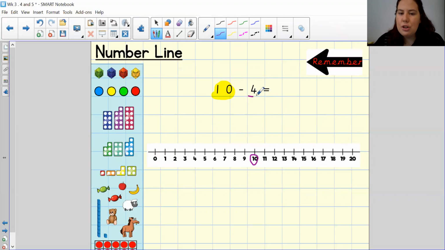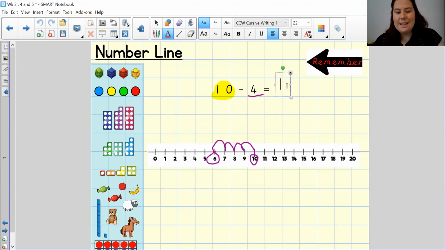And then how many jumps back do we need to do? 4, fantastic. Let's do it together. 1, 2, 3, 4. And as you can see, I've circled the number I've landed on. What number did I land on? Fantastic, 6. So my answer is 6.